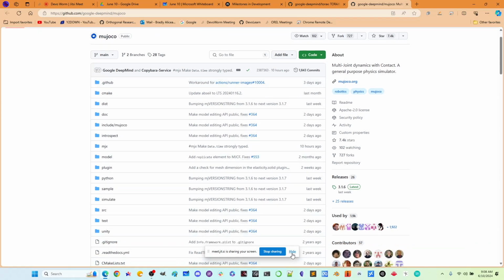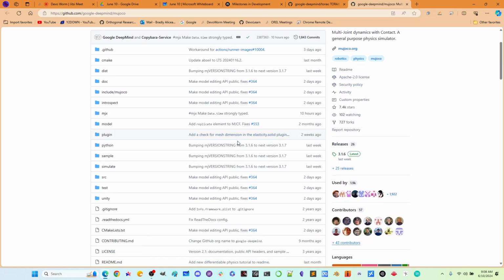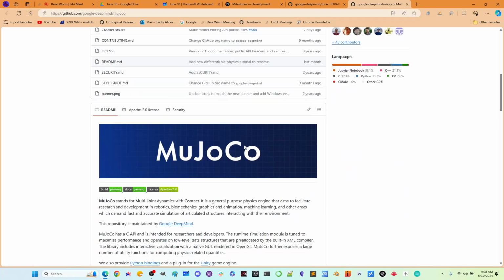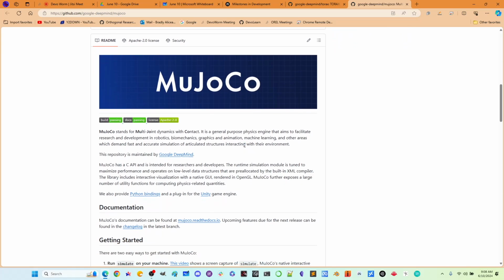It's called MuJoCo. This is multi-joint dynamics with contact, a general purpose physics simulator. So this is the repository that they have. They have the software available. Their latest release is 3.1.6, and you can fork it and do things with it accordingly. It's basically a general purpose physics engine, comparable to some of the physics engines we might use.